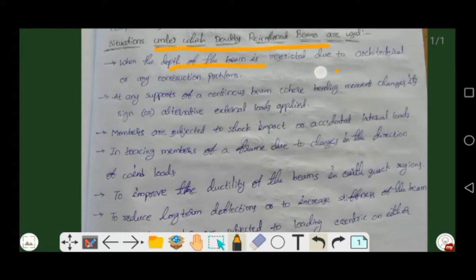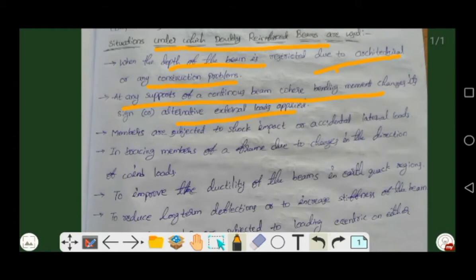First, when the depth of the beam is restricted due to architectural or construction problems. For example, in cinema halls, if more depth is provided, it obstructs the viewers. Next, at any supports of a continuous beam, where the bending moment changes its sign or alternate external loads are applied.